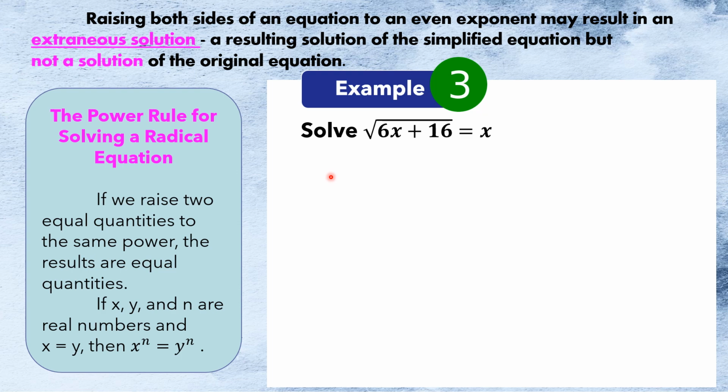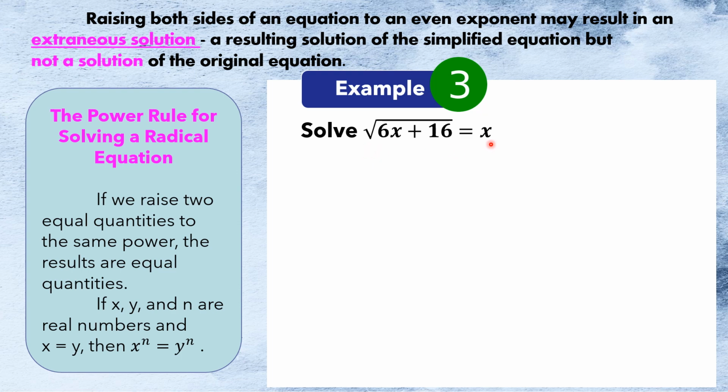Kailan daw tayo pwedeng magkaroon ng extraneous solution? Kapag daw tayo ay nag-raise ng both sides of an equation to an even exponent. Kapag even exponent po yung nagiging power. Example po dito, solve square root of 6x plus 16 equals x. Syempre, ang gagawin natin, tanggalin muna natin yung radical, diba? Square root yan.